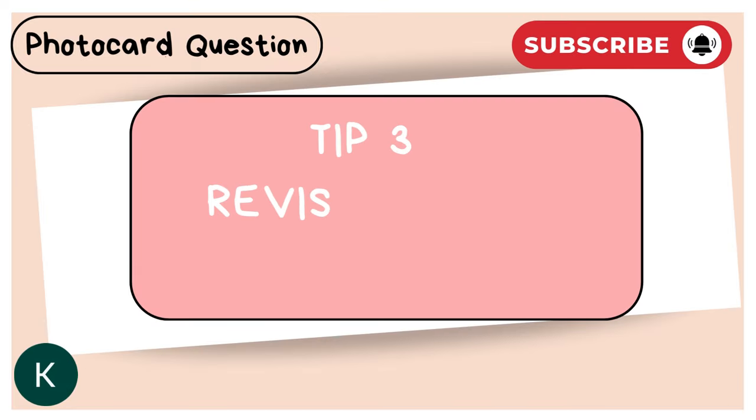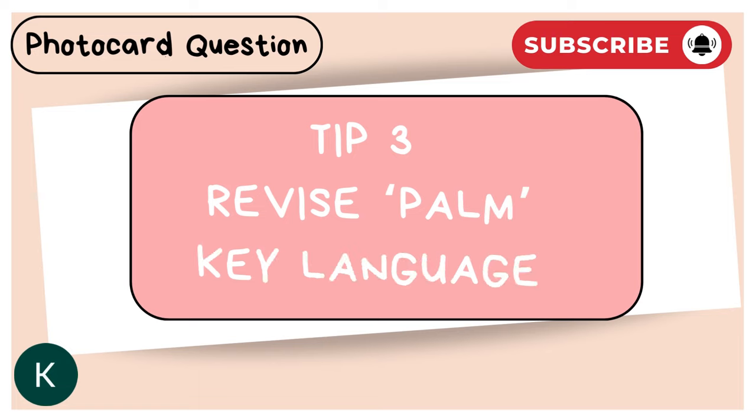So now moving on to the photocard question, tip 3 is to revise PALM language. You'll have probably come across this before in your lessons. And what it means is P for describing the people, A for the action, L for location, and M for mood. So these are phrases such as there is a woman, or they are eating, or they are inside, or they are outside, or they seem happy. And these are really useful phrases for describing the photo.